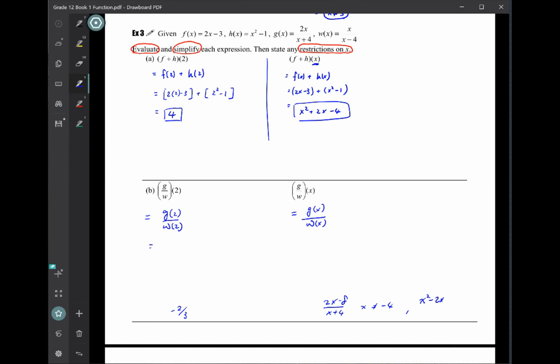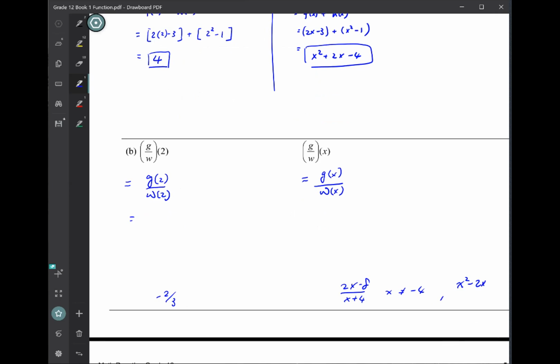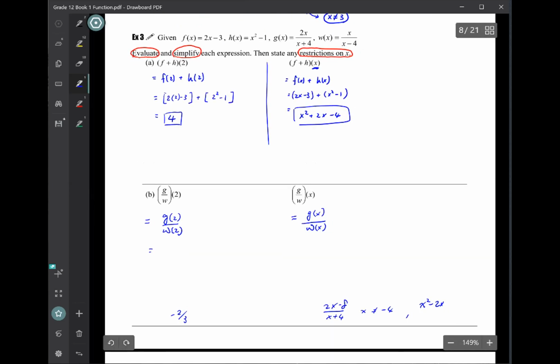Okay, let's go over the first one. So g of x, g of 2, right? We have to plug in 2 first. So that will give you 4/6, right? Over means divide. So what I'm going to do is I will write dividing. Divided by 2, plug it into w. So that will be 2/-2. Reduce it first, 2/3. Divide by -1. So that gives you this one.